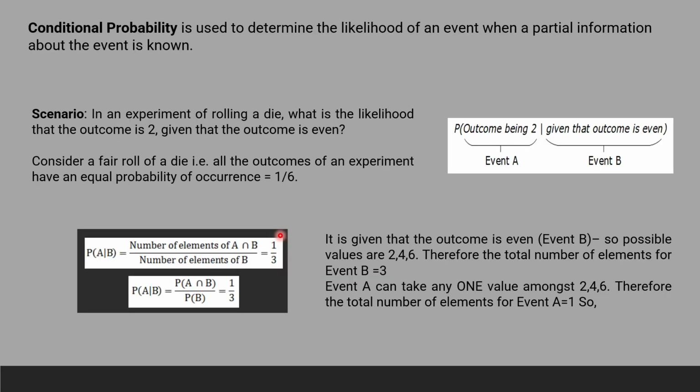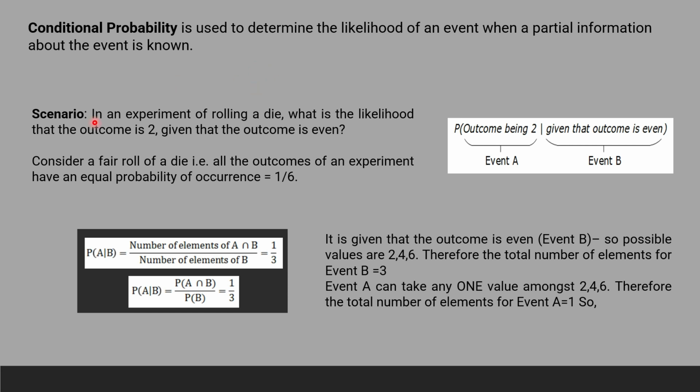Okay. So the next is conditional probability. What is conditional probability? It is used to determine the likelihood of an event when partial information about the event is known. For example, you have two situations where one complete value and the other partial information is given. Based on that, you will try to infer the complete result.